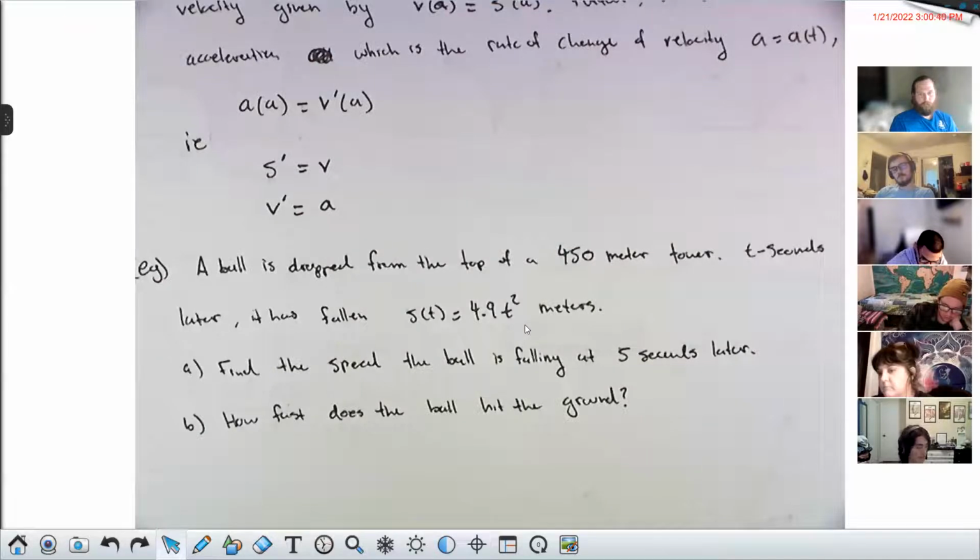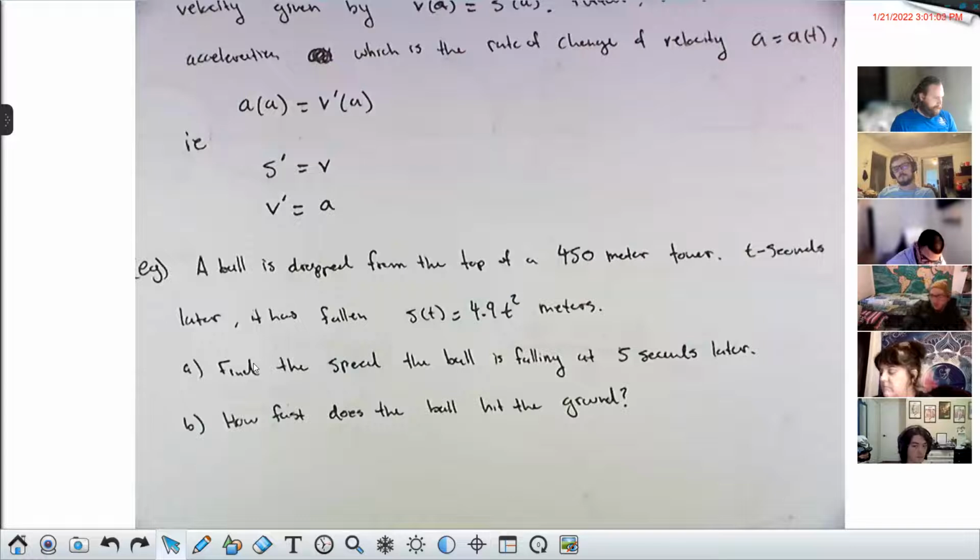Okay. The reason I use the word speed here instead of velocity: the velocity would be negative because the ball is falling and usually the positive direction points up. So since they've given us this function as a positive function, a positive increasing function, we really should use the word speed here instead of velocity.